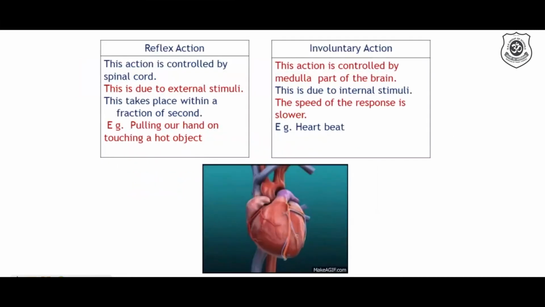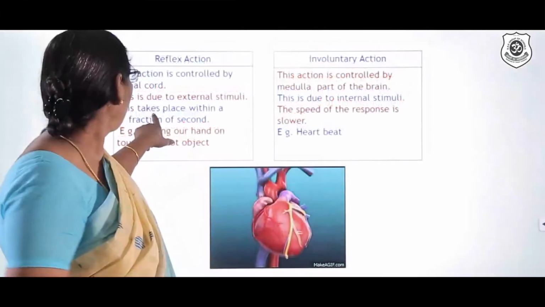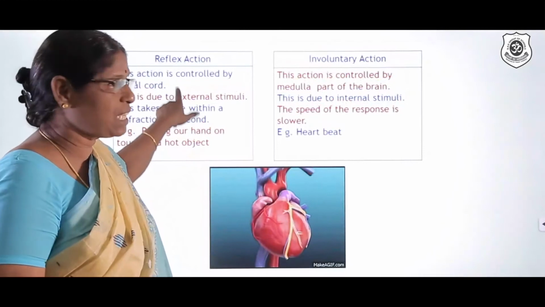Now let us see the difference between involuntary action and reflex action. Here the same thing we are going to see. In the case of reflex action, it is controlled by spinal cord, I told you. But in the case of involuntary action, that is controlled by the brain, but a different part of the brain, that is medulla.